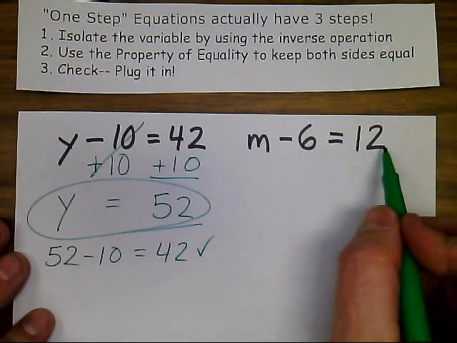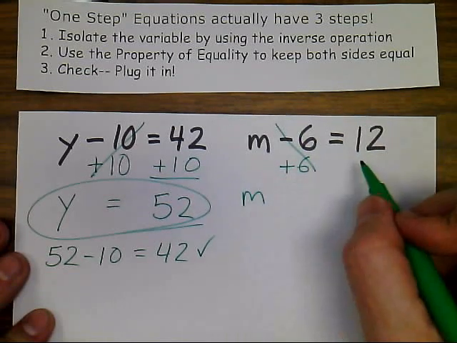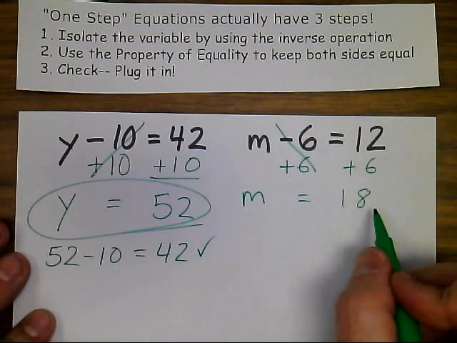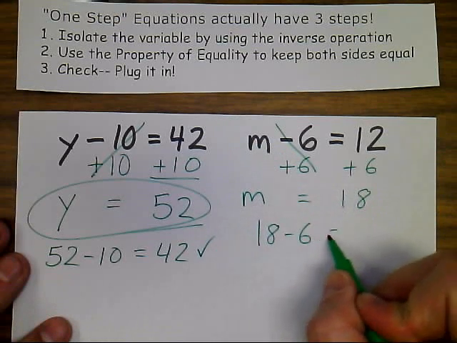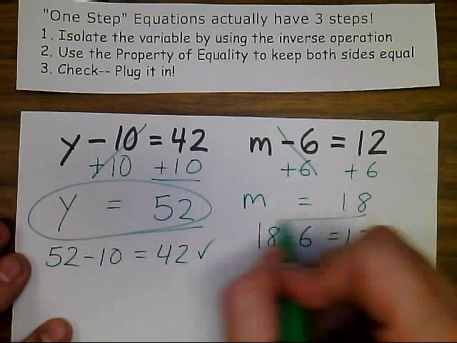m minus 6 equals 12. We're going to go ahead and add 6 to isolate our variable, leaving us with m. And we'll add 6 over here, giving us 18. And we believe m equals 18 is the solution. If I plug that in, 18 minus 6 does equal 12, which means that we were correct with m equals 18.